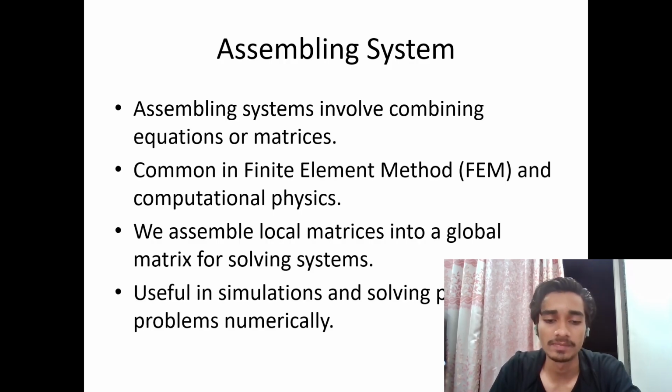Moving on to the assembling system, this refers to the process of combining multiple smaller systems or equations into a larger global system. In numerical simulations, like those using the finite element method, we model each small element of a physical system and then assemble all the parts together into a global matrix or a system of equations. This is crucial in simulations of structures, heat transfer, fluid flow, and also in quantum simulations, where the entire system behavior emerges from the interaction of its smaller parts.